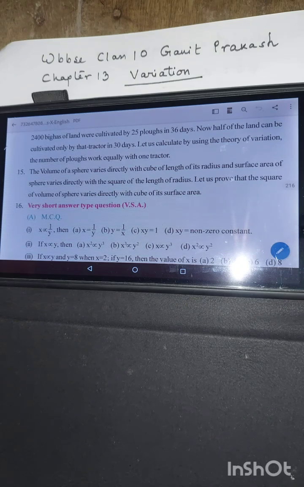I was teaching you variation from the book Ganit Prakash of class 10, West Bengal Board of Secondary Education.